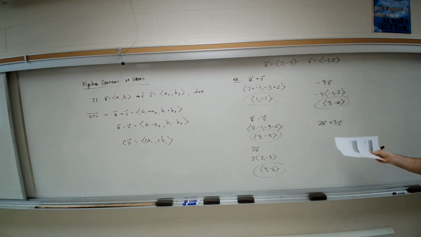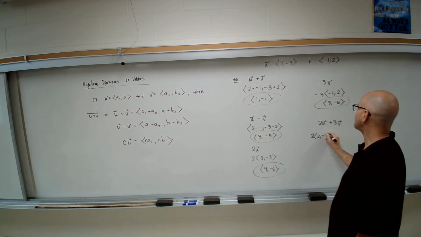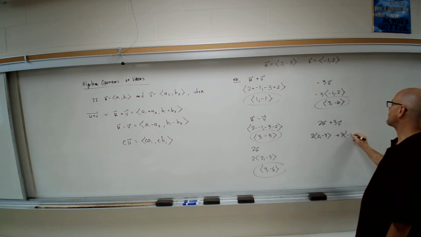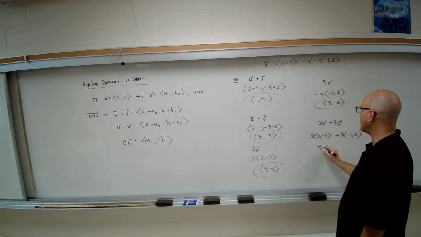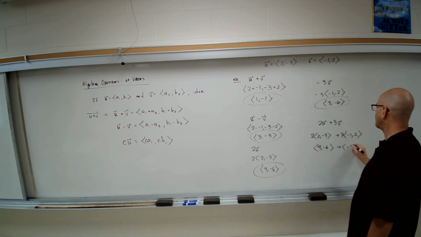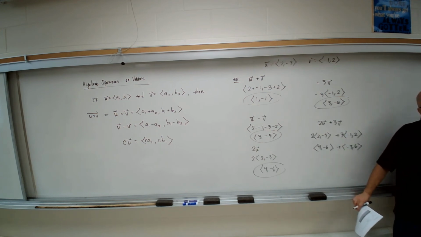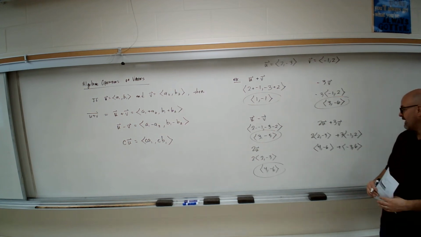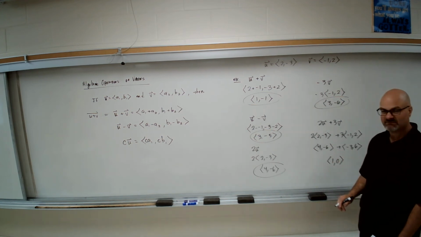And then lastly here, we have a bunch of things going on. So 2 times 2, -3 plus 3 times -1, 2. And this is 4, -6, -3, 6. Again, just multiply the scalar in there. And just like with order of operations, we're going to multiply the scalar before we add them together. I think that makes sense to everybody, I hope. We add them together, and we get 1, 0.